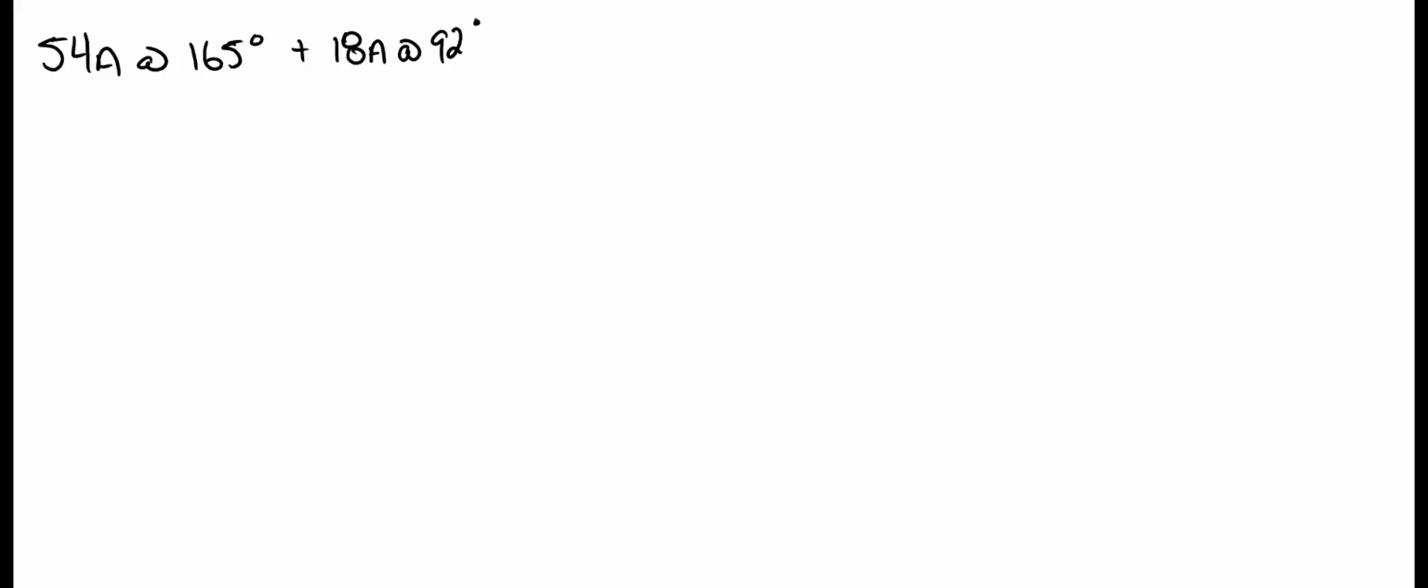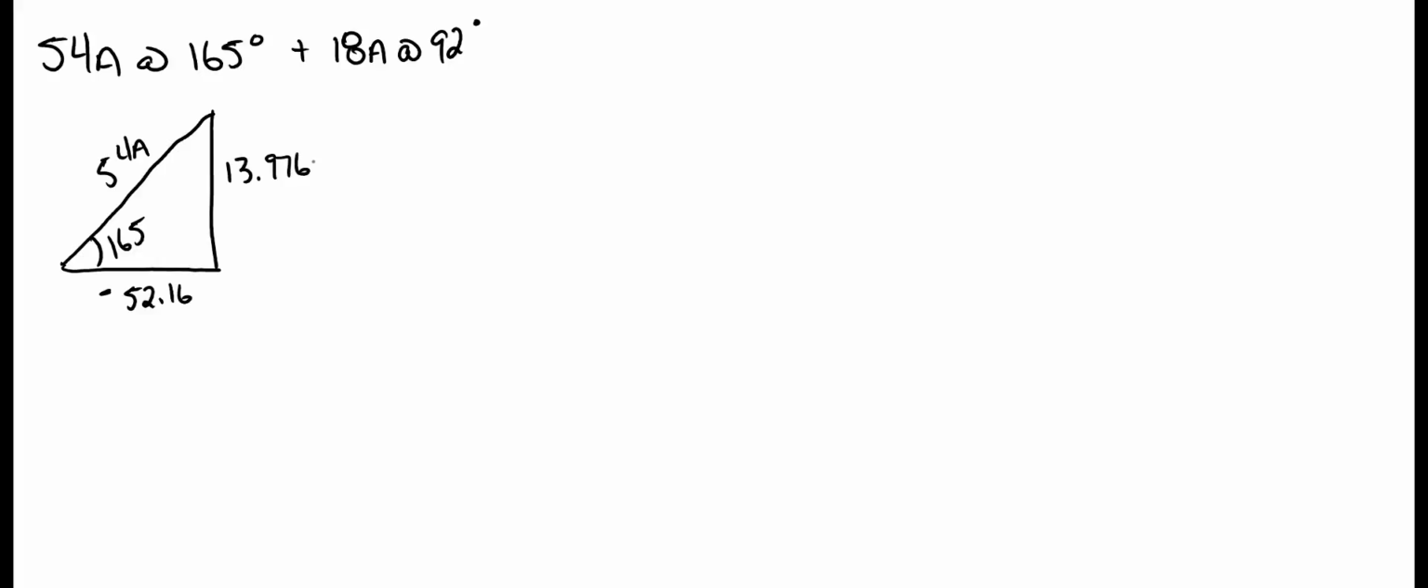Okay, I think we have the trigonometry figured out, so I'm going to just plot these really quickly and write all the values in on these triangles. 54 amps is my hypotenuse. My angle is 165. I have a horizontal of negative 52.16. And I have a positive, or a vertical of a positive 13.976.